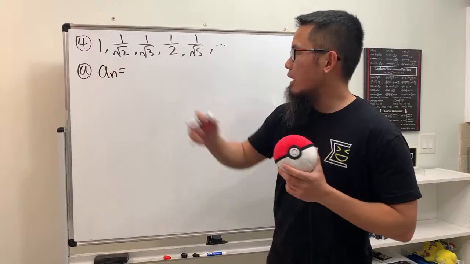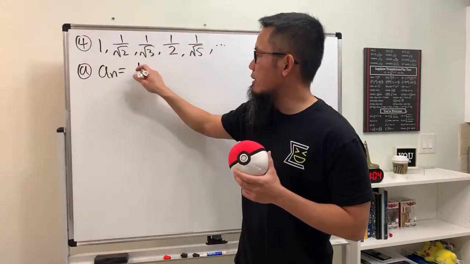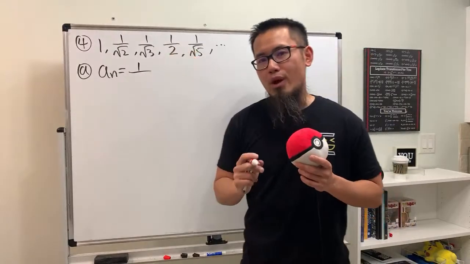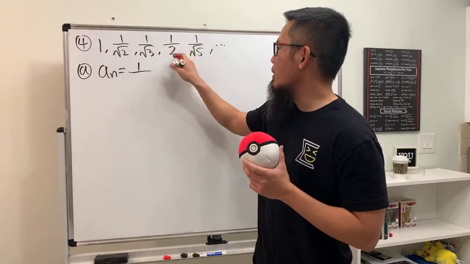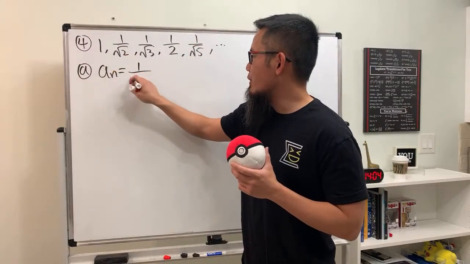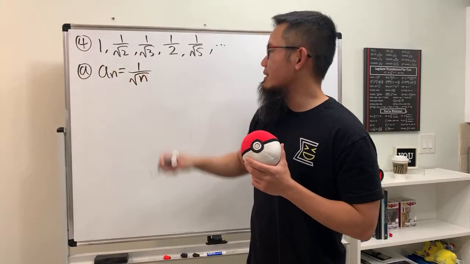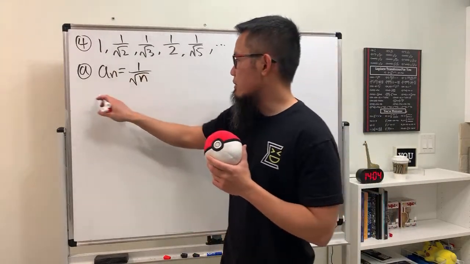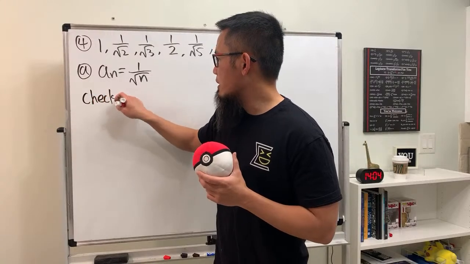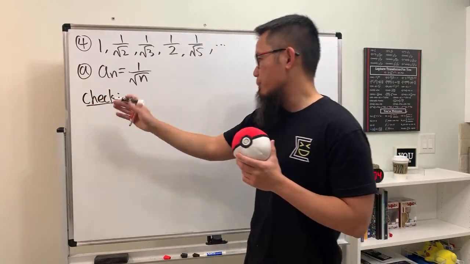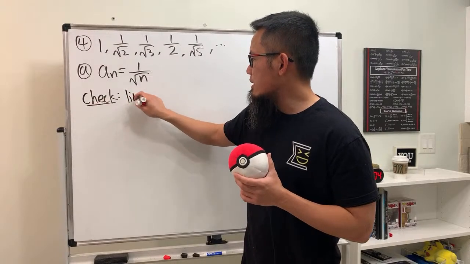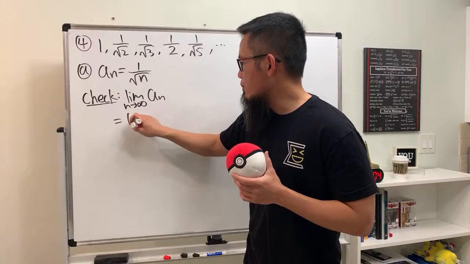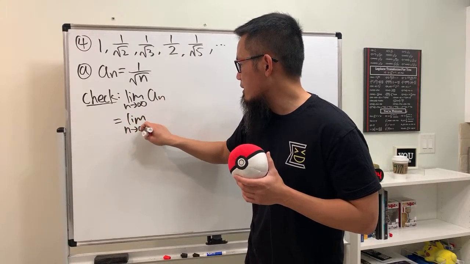An, everything on the top is just 1, so it's 1 over this 2, it's the same as square root of 4. So all in all, in fact, this is just 1 over square root of n, right? So that's pretty clear. And again, does an converge or not? Well, let's go ahead and just do the usual thing. I want to be consistent throughout this video, so that's why I keep putting down the check, and then we'll check the limit as n goes to infinity of an. And this right here means we will just check the limit as n goes to infinity of that.